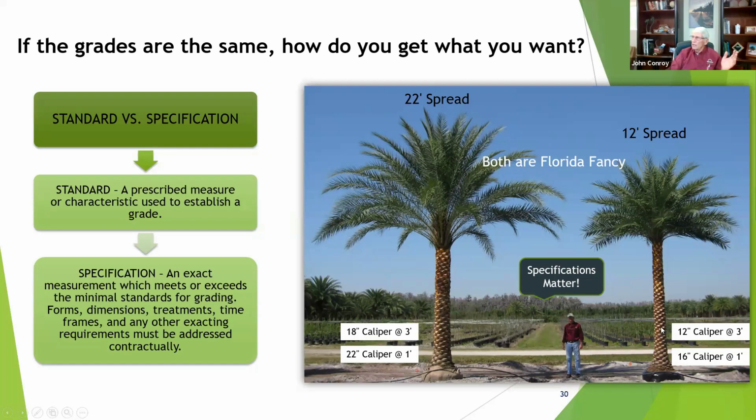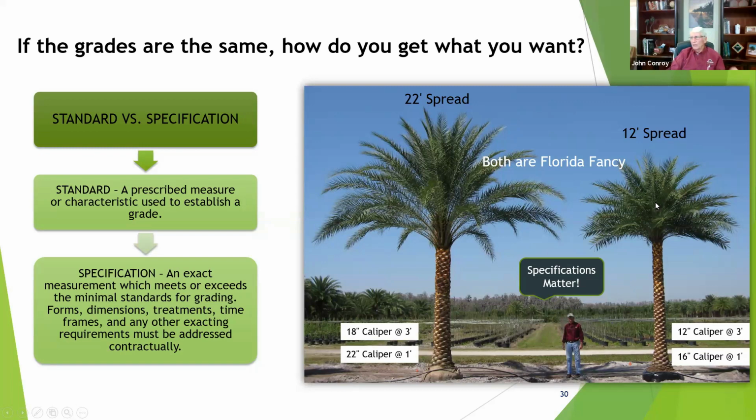So the 3 foot measurement for caliper was 1 foot, 12 inches. Over on the other, it was 1.5 times that great. And so the impact of that tree on the left is going to be very different from the one on the right. The spread on the one on the left is considerably greater than it is on the right.